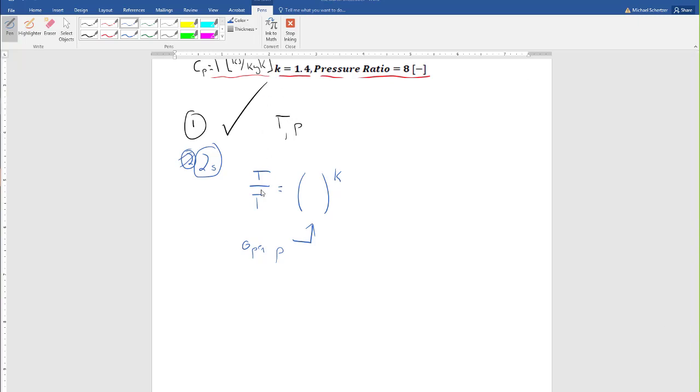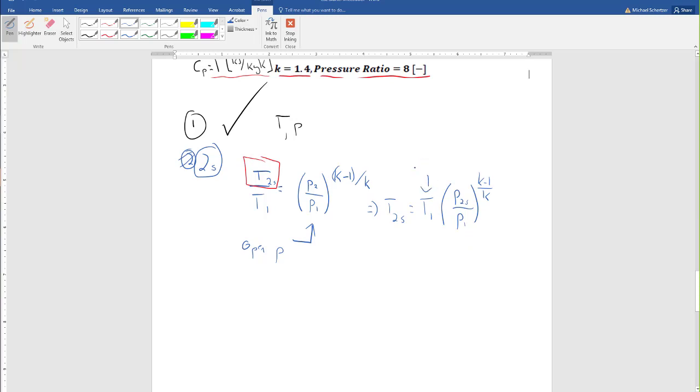So if I want to fix state 2, I will say that temperature at state 2S divided by temperature at state 1 is equal to the pressure at state 2 over the pressure at state 1. And now the exponent is not just K, it's K minus 1 over K, right? I can rearrange this because the thing that I actually want to find here is T2S, right? So this becomes T2S is equal to T1 times P2, I can call it P2S if I want, over P1, to the K minus 1 over K.